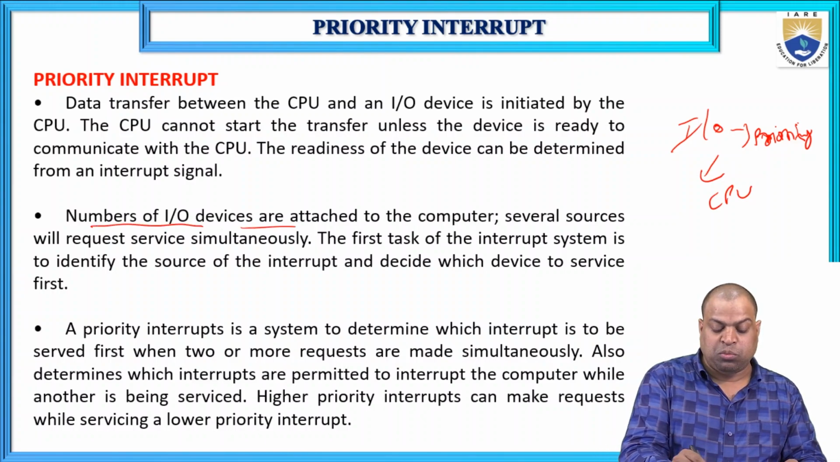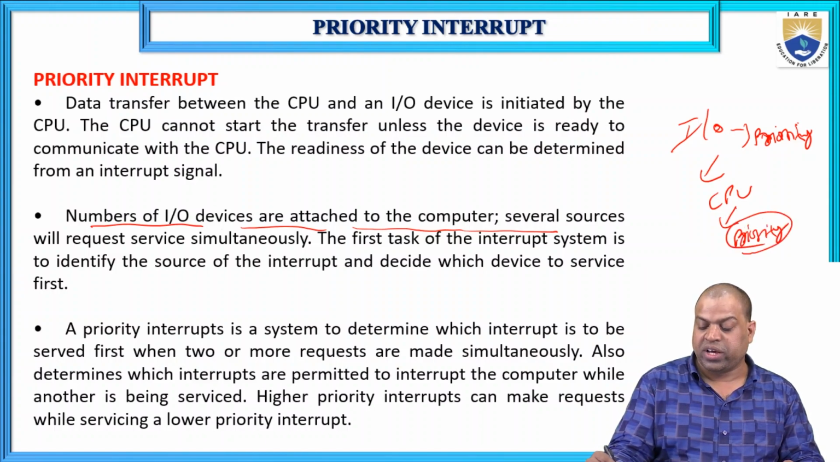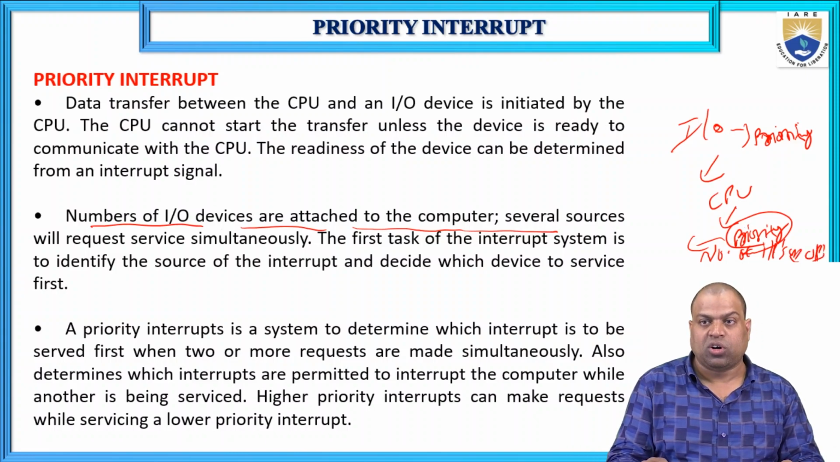When a number of input devices are attached to the computer, or CPU, which one is enabled first? It is going for the priority. When priority is considered, there is a number of inputs or outputs.